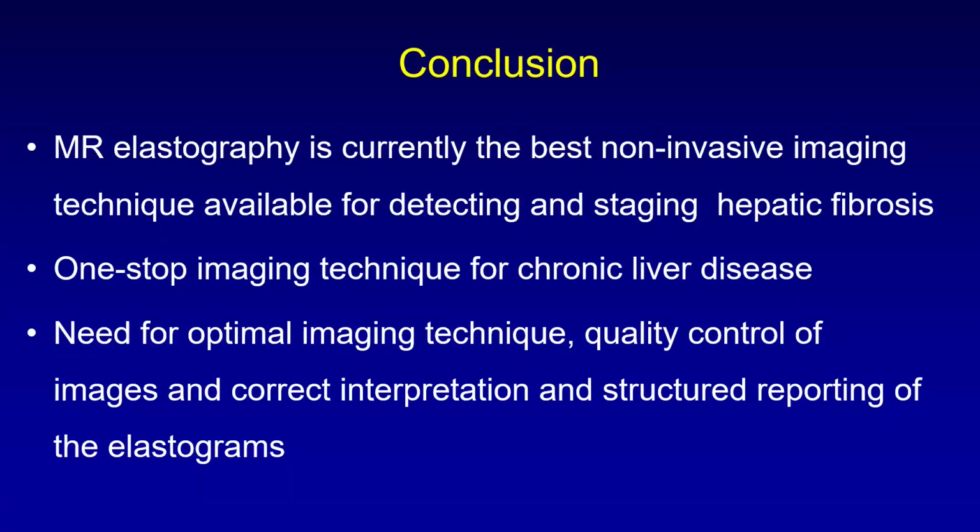To conclude, MR elastography is currently the best non-invasive imaging available for detecting and staging hepatic fibrosis. It's a one-stop imaging technique, because a lot of times for chronic liver disease or for other liver disease, we are doing MR. So at the same time, we can do an MRE sequence and get more information.